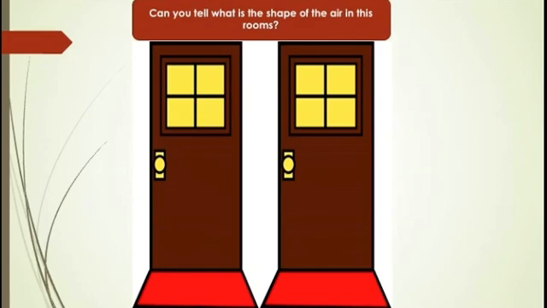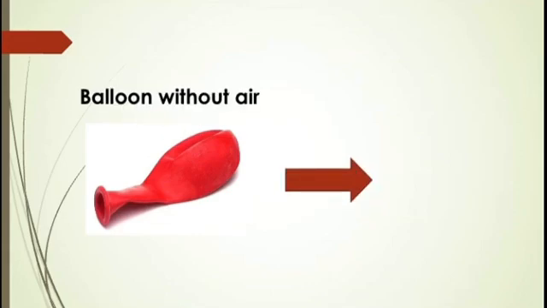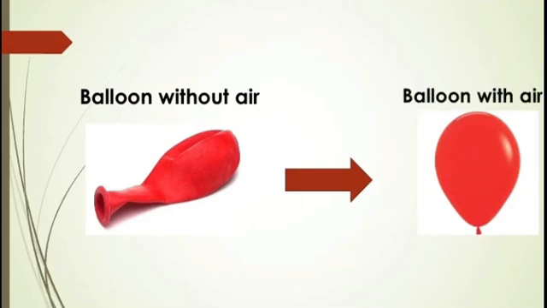Let us see with an example. Here is a balloon without air, and a balloon with air. What is the shape of the air in the balloon? Air has the same shape as the balloon.